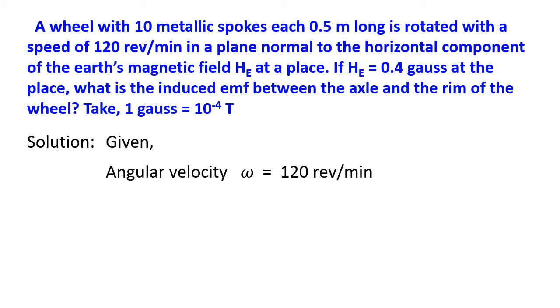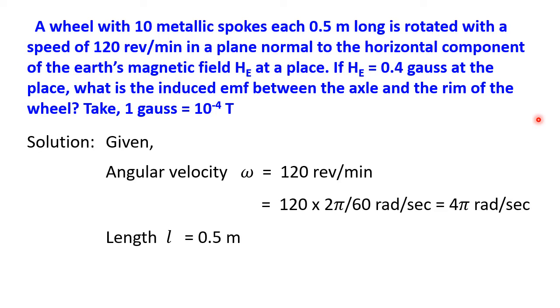the angular velocity omega is 120 revolutions per minute. One revolution means it will cover a total of 360 degrees, and 360 degrees means 2 pi radians. We have to convert into radians for the SI system of units, and the denominator is per minute. One minute is nothing but 60 seconds. So if you multiply by 2 pi by 60, revolutions per minute will be converted into radians per second. 60 and 120 get cancelled by 2 times, so 2 into 2 pi is nothing but 4 pi radian per second. Next, the length L they mentioned is 0.5 meter.